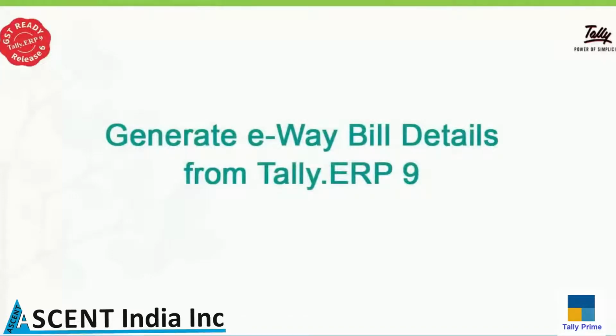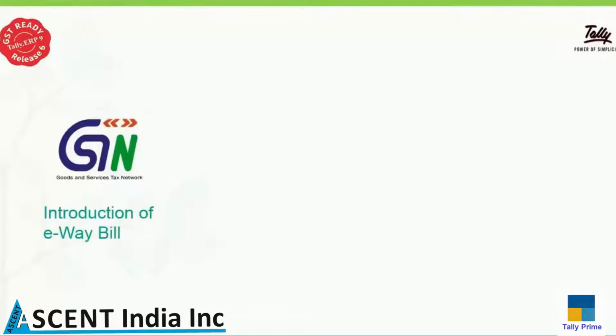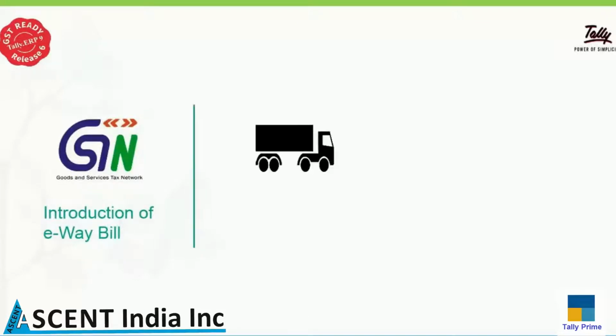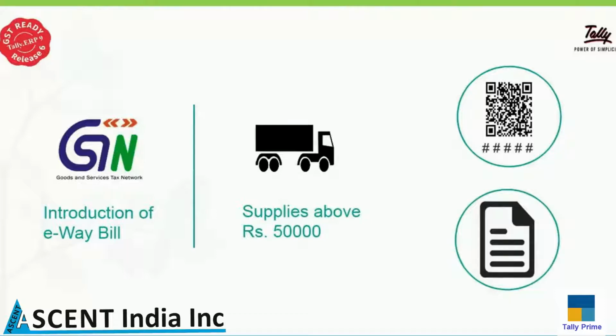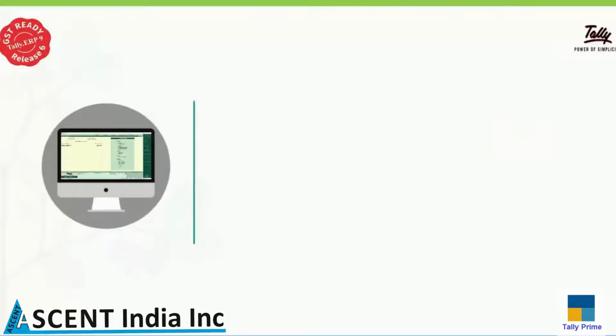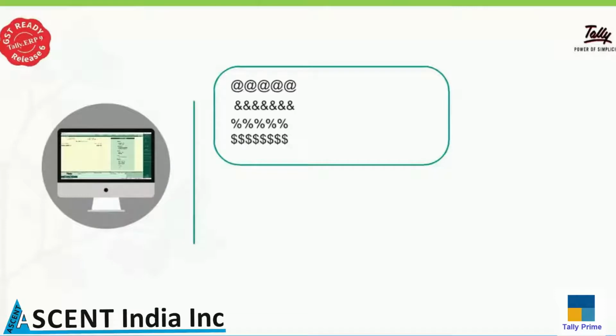Generate e-way bill details from Tally ERP9. GST Council has introduced e-way bill, and as per this new regulation, supplies with a value above rupees 50,000 should be accompanied with an e-way bill or an invoice containing the e-way bill number. Tally ERP9 provides options to capture information required for an e-way bill.